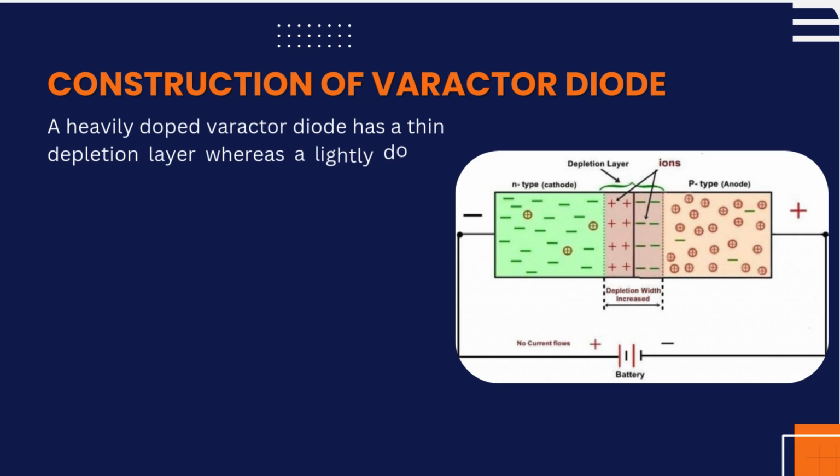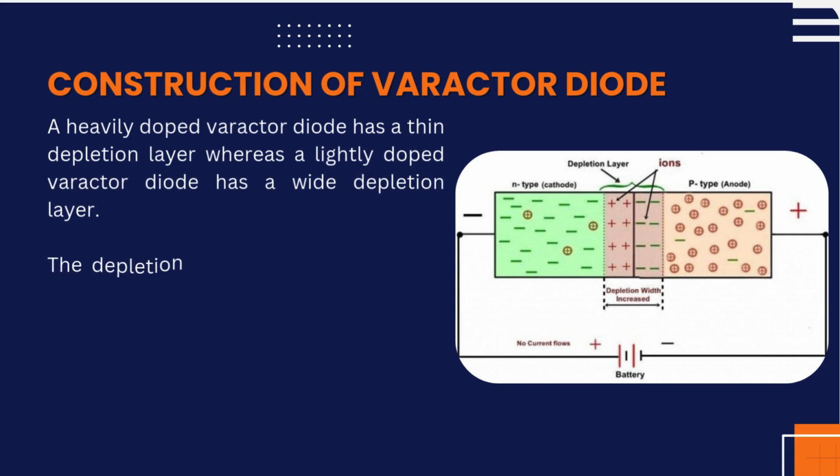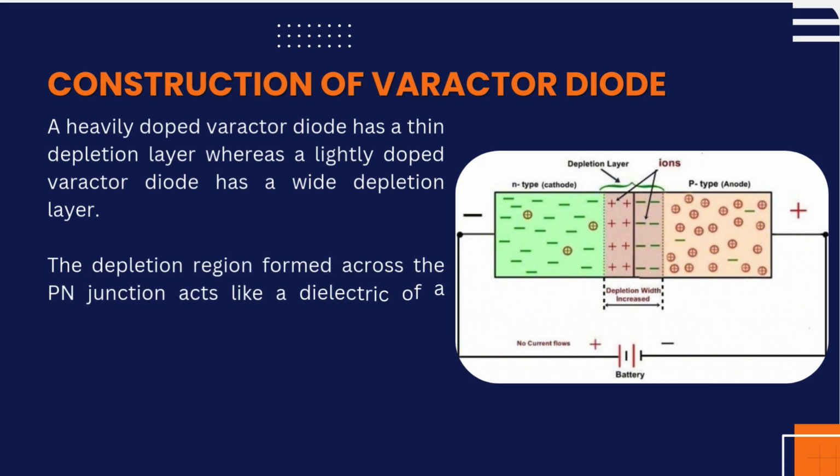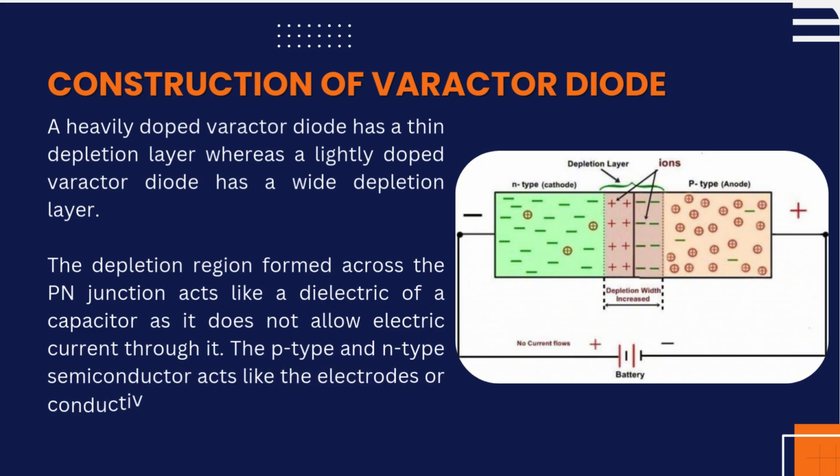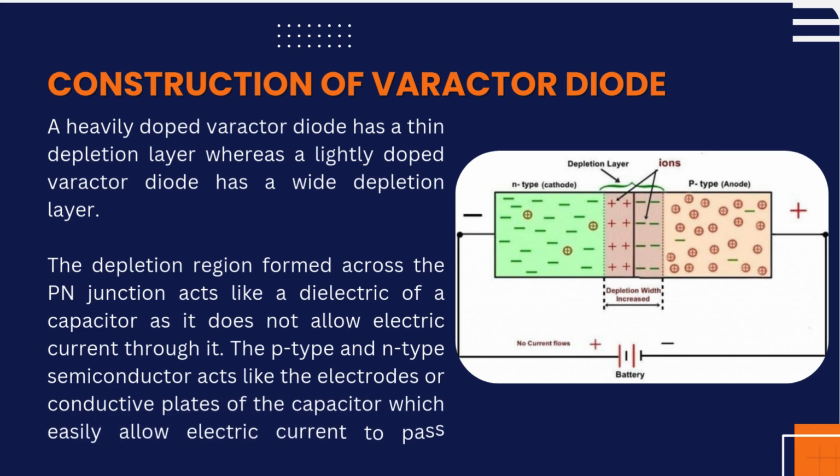A heavily doped varactor diode has a thin depletion layer, whereas a lightly doped varactor diode has a wide depletion layer. The depletion region formed across the PN junction acts like the dielectric of a capacitor, as it does not allow electric current through it. The p-type and n-type semiconductors act like the electrodes or conductive plates of the capacitor, which easily allow the electric current to pass through them. Thus, the varactor diode behaves like a normal capacitor.